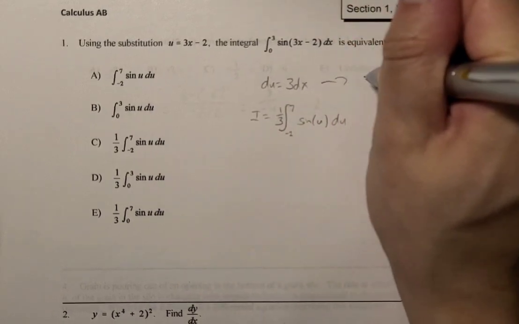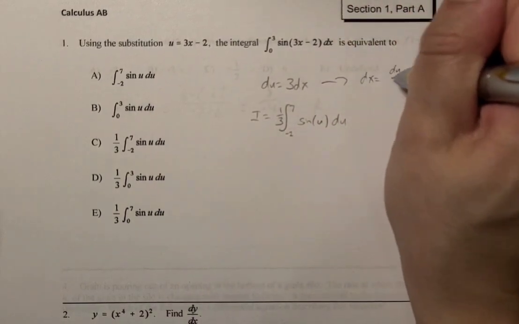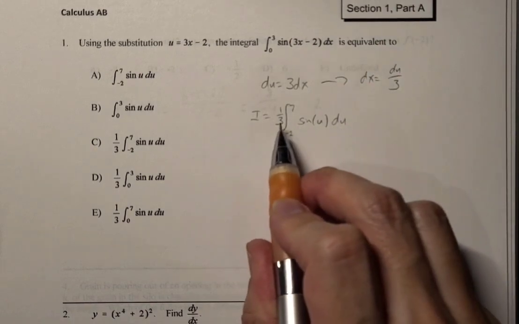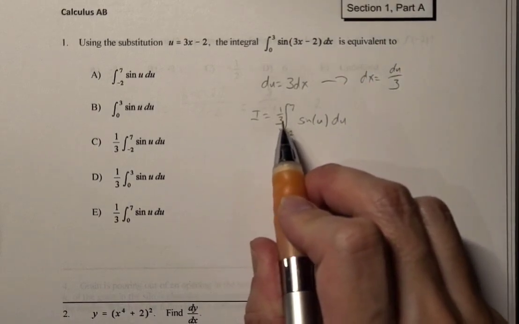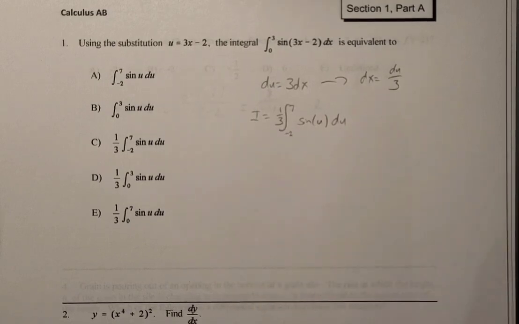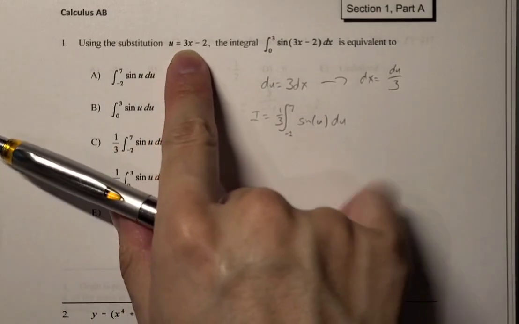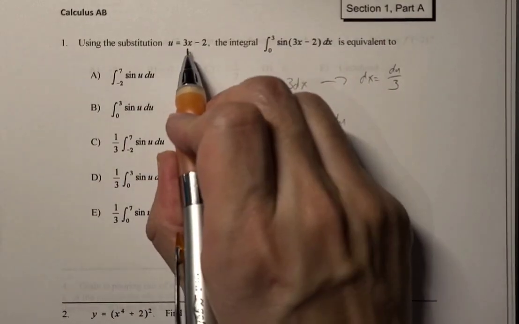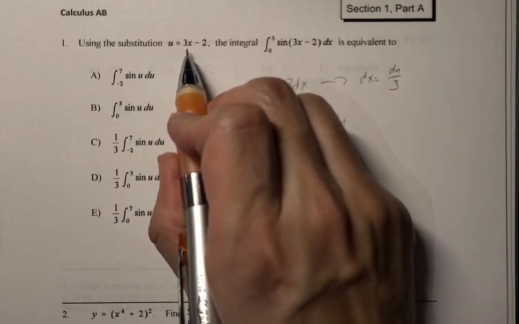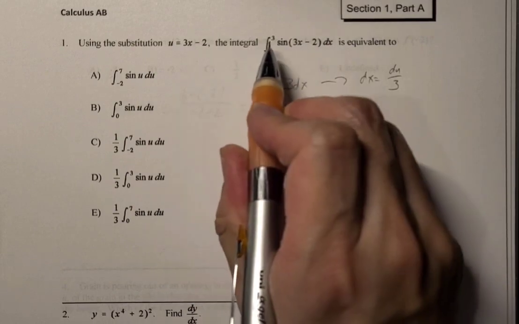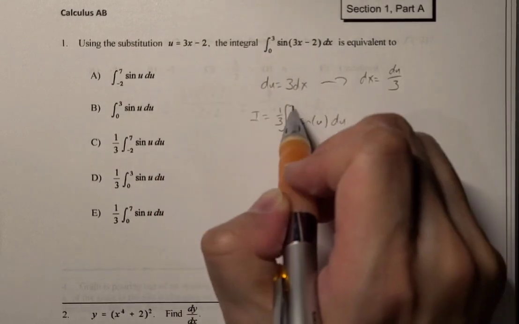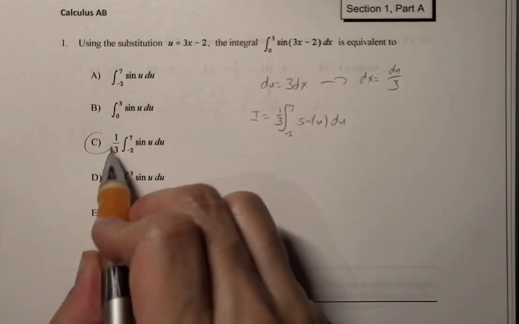Let me even write that over here. dx is du over 3. So du over 3, I move to the outside of the integral because it's just a constant. Since it's a definite integral, we have to change the limits of integration also. When x is 0, we just plug into our definition: u is 0 minus 2, which is negative 2. When x is 3, u is 9 minus 2, which is 7. So our answer is C.